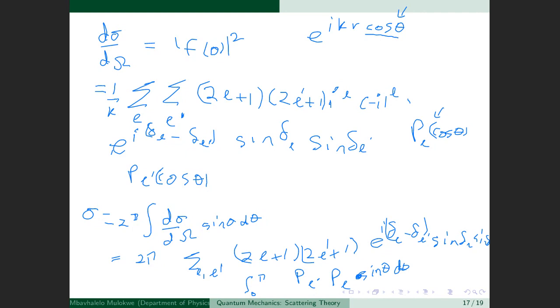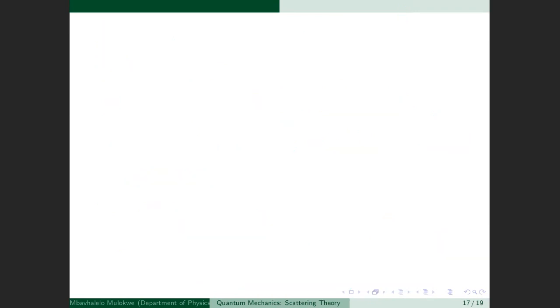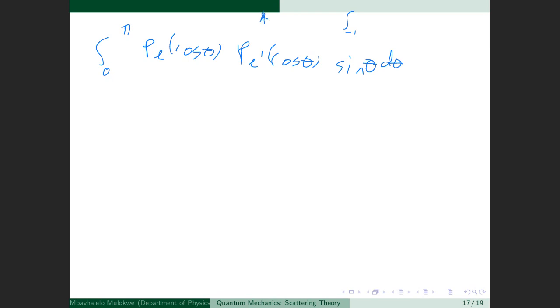And because they are orthonormal, you can make use of the identity. Let's see, what is the identity? The integral from 0 to pi of P_L of cos theta, P_L prime of cos theta, sine theta d theta, they are orthonormal. Actually, I've already made use of this identity, if you remember, when I was trying to find that coefficient A_L, which is given by 2L plus 1. It's just that there I wrote it in terms of du, where u was just cos theta.